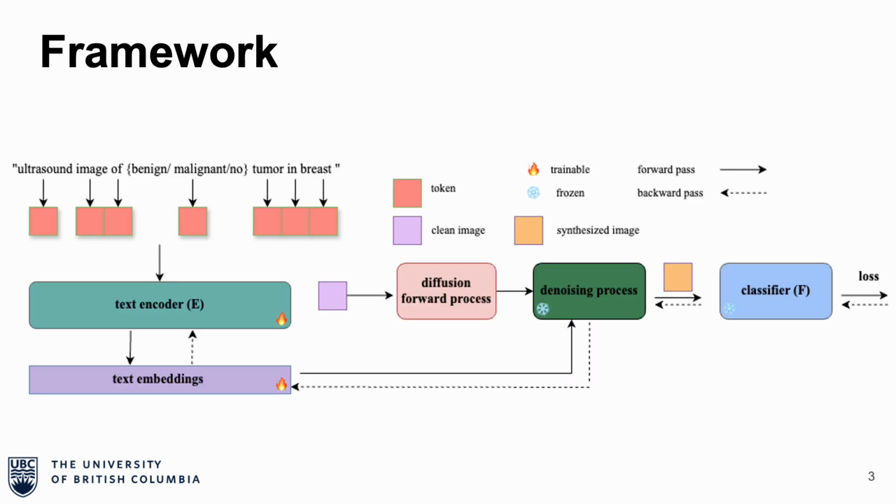Our framework is based on Stable Diffusion, and consists of a text encoder, image encoder, and UNet. We diffuse the image with an input prompt like "ultrasound image of benign tumor in breast" and then denoise it and pass it to a classifier, which in this study are ResNet, DenseNet, and SqueezeNet. All the components are frozen except the text encoder, and we update that part based on the loss function, which we talk about in the following.